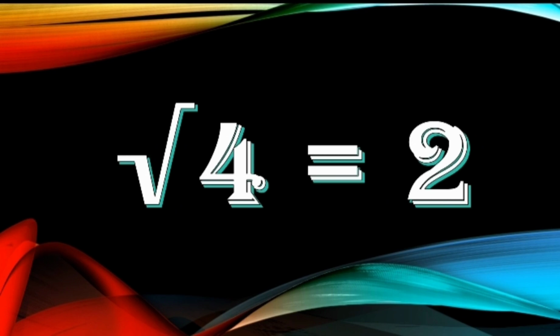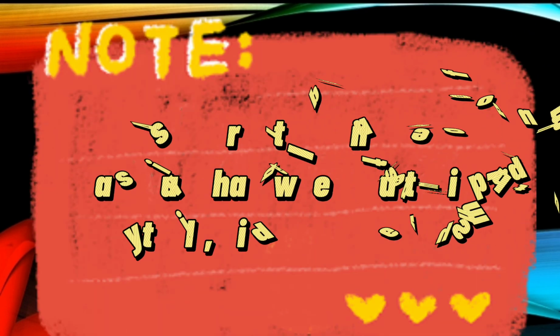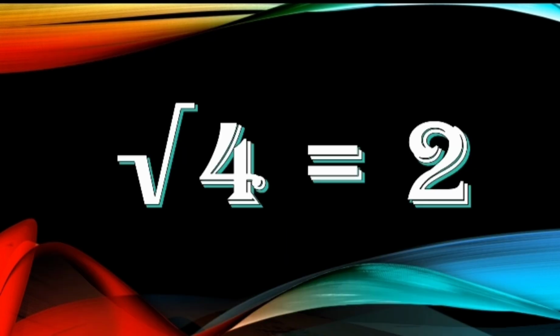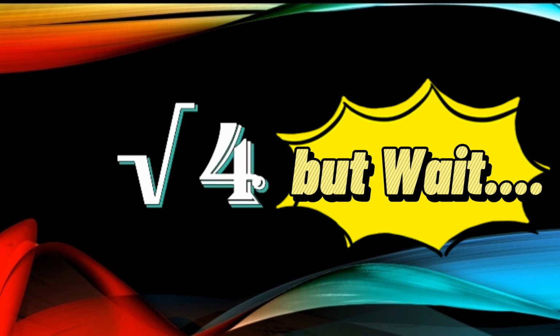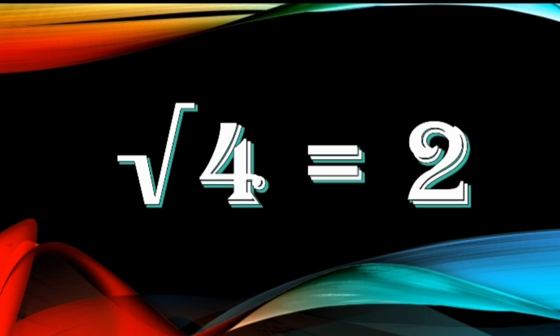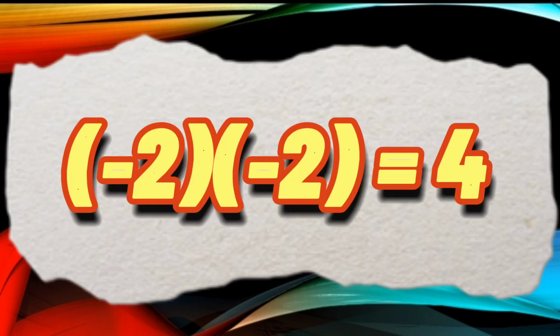Sabi natin, ang square root ay a number na you multiplied by itself. So, 2 multiplied by 2 is equal to 4. But, wait. Think about if there is any number that if we multiplied by itself is also 4. Yes, there is. That is negative 2. Negative 2 times negative 2 is equal to positive 4.